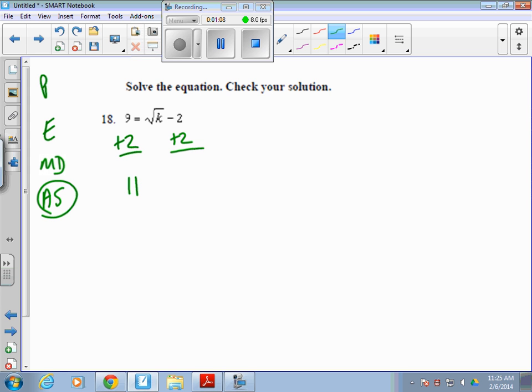So 11 equals the square root of k. Then get rid of the square root of something by squaring it. If you square that side, you square this side. 11 squared means 11 times itself, which is 121. This cancels out and it leaves you with k.